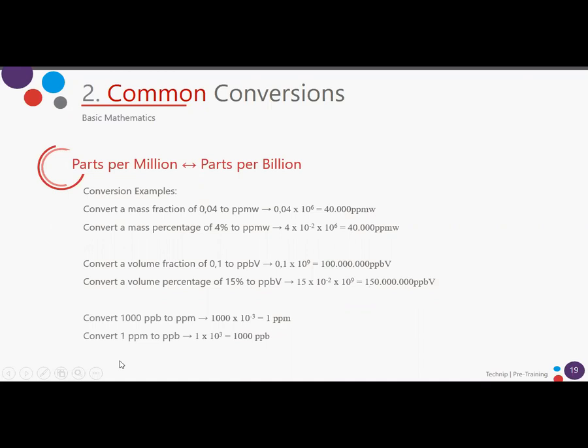Okay, in the last step, I will show you how to convert between ppb and ppm. So I have 1,000 ppb, and I want to know how many ppm it is. So I multiply 1,000 by 10 to the power of minus 3. So this also tells us that 1,000 ppb is 1 ppm. The other way around is I want to convert 1 ppm to ppb. So I multiply 1 by 10 to the power of 3, which again tells us 1 ppm is 1,000 ppb.